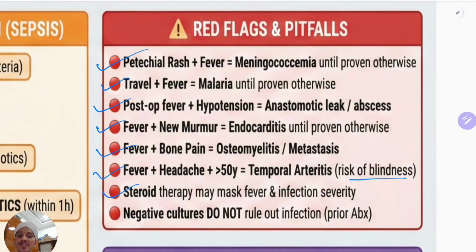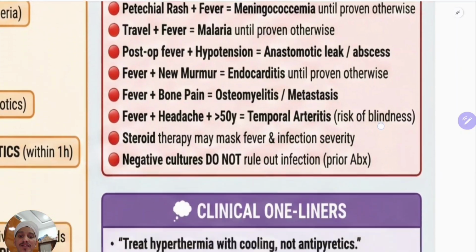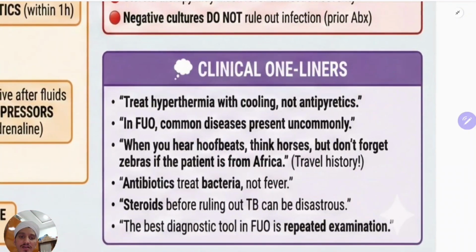Steroid therapy may mask fever and infection severity. Negative cultures do not rule out infection. Okay, and cultures should be taken prior to antibiotics. Clinical one-liners: treat hyperpyrexia with cooling, not by antibiotics. In FUO, common diseases present uncommonly. Okay. When you hear hoofbeats, think horses, but don't forget zebras.